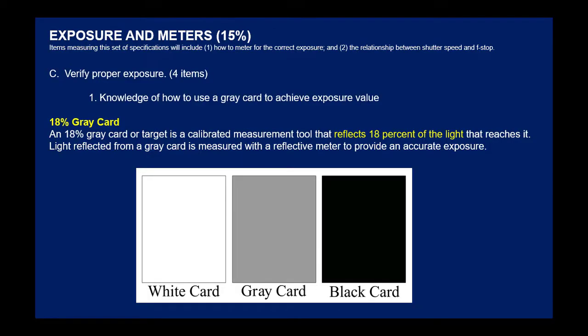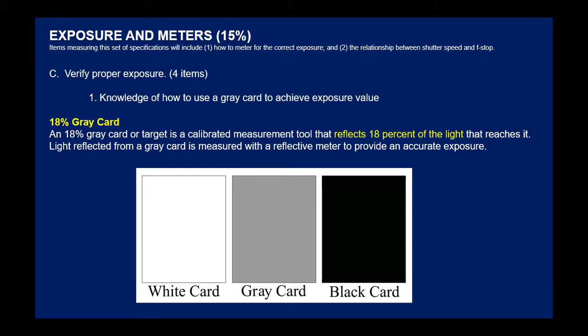Now we're in luck. If you've watched the earlier videos, we've already talked about it, so this will be something of a quick review. If you'll notice here, we've got our white card, our gray card, and a black card. Remember, the meter in your camera is a reflective meter. It measures light reflecting from any given scene. As a matter of fact, it measures light from everything reflecting in a given scene.